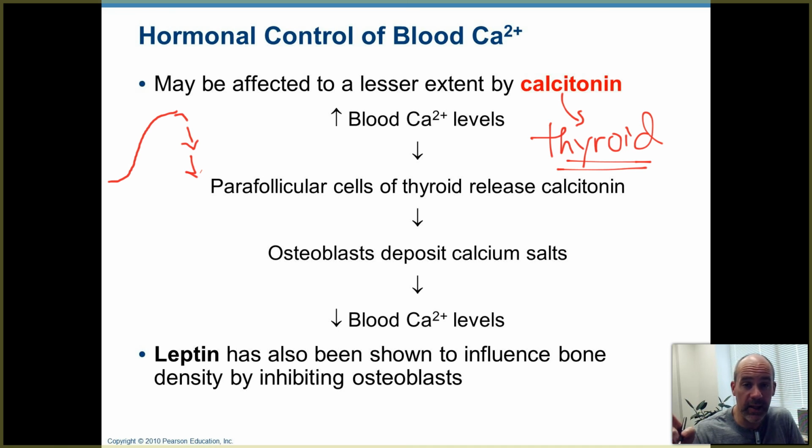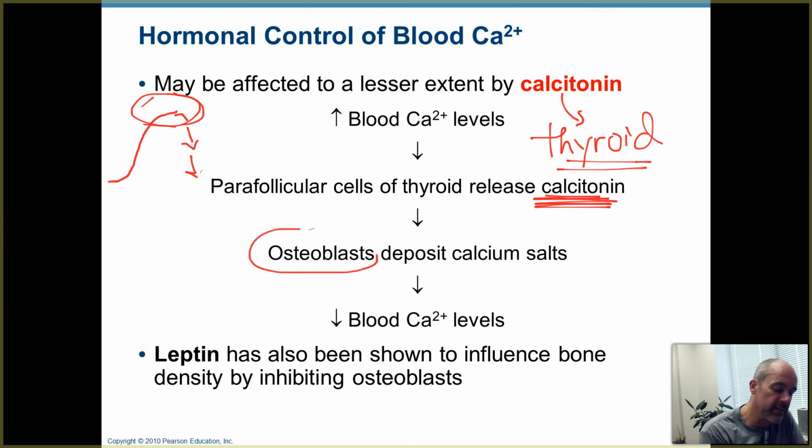The thyroid gland, when it detects high blood calcium levels, secretes a hormone called calcitonin, and calcitonin may influence osteoblasts to deposit calcium salts in the bone matrix, or stimulate the deposit of calcium into the bony matrix. Okay, and so by doing that, that might be helping to decrease calcium levels in the blood and body fluids.